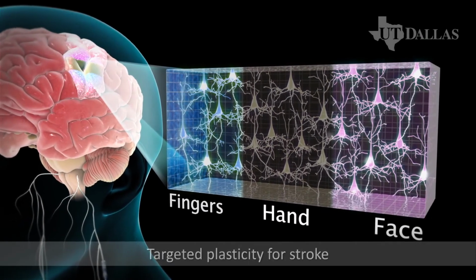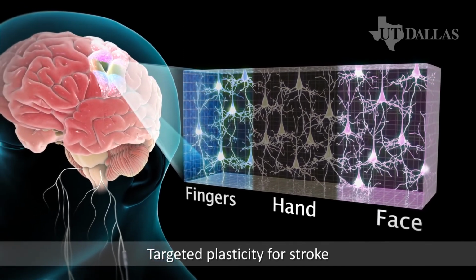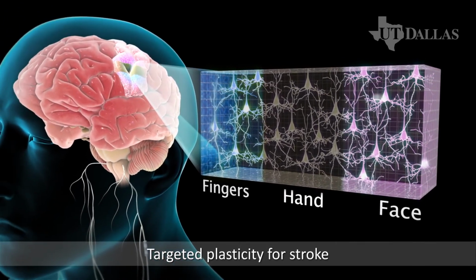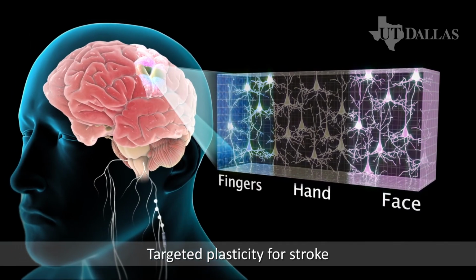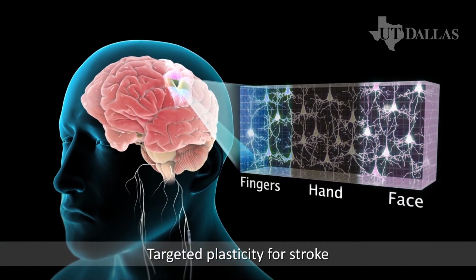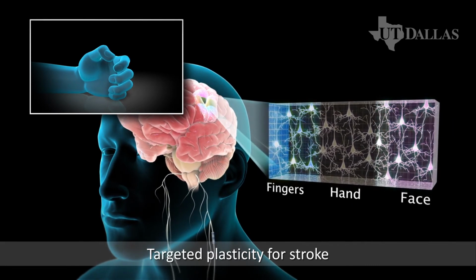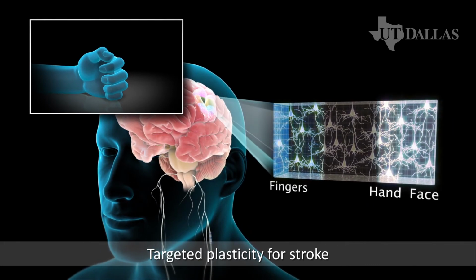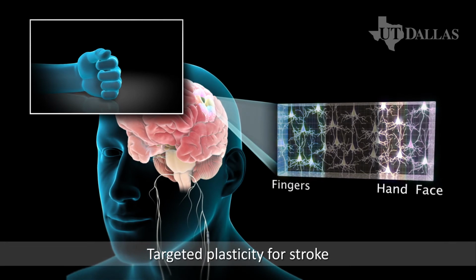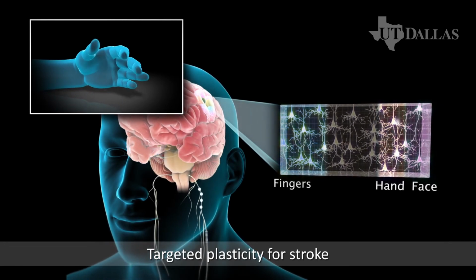Targeted plasticity could help to restore functions lost due to stroke or brain injury. Vagus nerve stimulation, delivered during physical therapy, has the potential to drive plasticity to accelerate recovery. As the patient progresses, a new brain region gains the ability to generate the impaired movement.